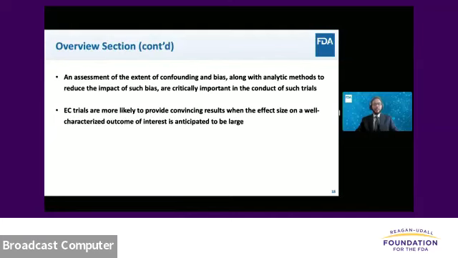As we continue with this section, the guidance talks about evaluating the extent of confounding and bias, and analytic methods to reduce such biases. They're very important in conducting external control trials. Sponsors also need to understand the prescribing patterns in the external control population. For example, who in the eligible population is more likely to get a control drug? Is there any particular pattern or not, etc. With all the challenges in mind, externally controlled trials are more likely to provide convincing results when the effect size is large and the outcomes of interest are objective and well characterized.